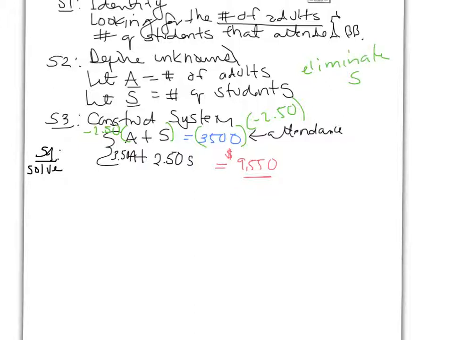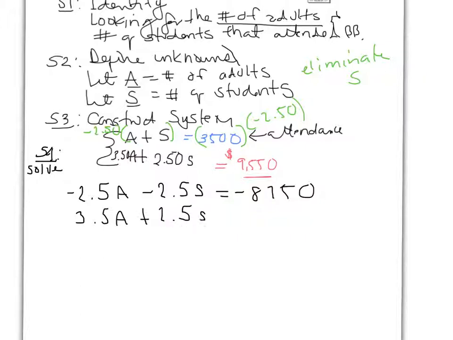Okay, so if we multiply that out, distribute, we get negative 2.5A minus 2.5S. Have to be careful here. This is an S, that's a 5. And then you're just punching your calculator, 3,500 times 2.5, and we get negative 8,750. And then I'm going to copy the second equation. I haven't done anything with the second equation. So 3.5A plus 2.5S equals 9,550.